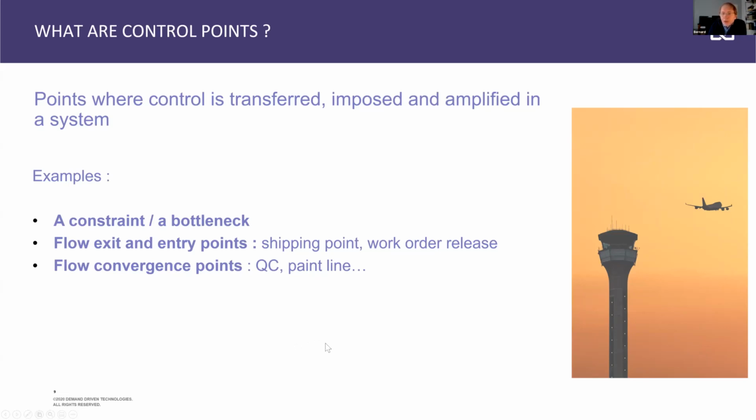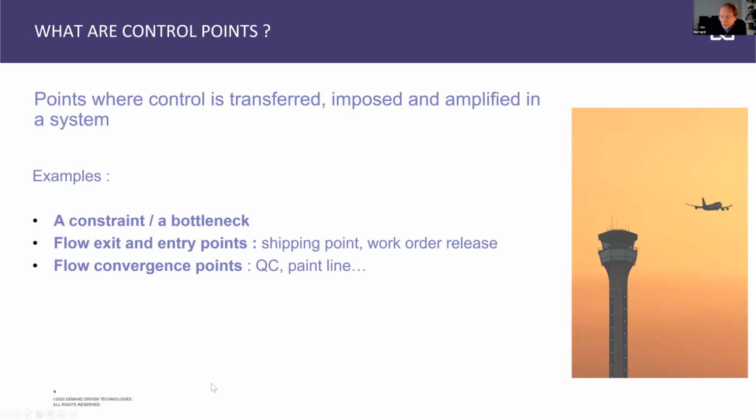And there will be as well the flow exit and entry point. So when are we shipping products to our end customers? When are we staging inventory in the finished goods inventory warehouse, or when should we release work orders? We can have as well other control points within our manufacturing flows.